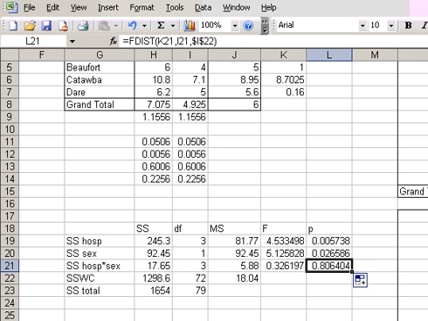The conclusion we would reach is that we will reject the null hypothesis of independence of length of stay and hospital. We'll reject the null hypothesis of independence of length of stay and sex, but we see no evidence that there is an interaction effect.